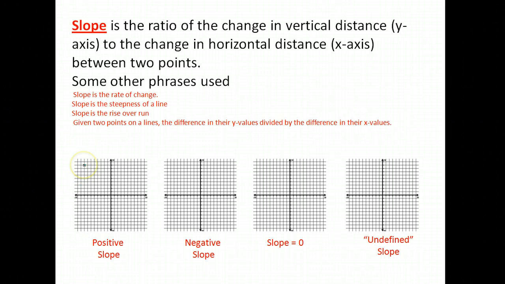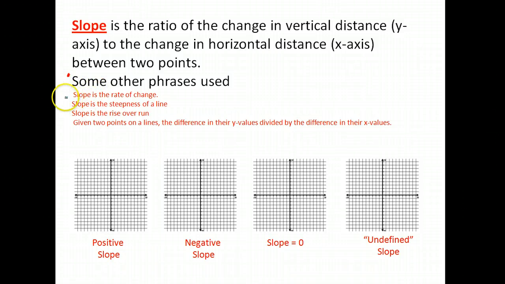All right, let's take a look at slope. What is slope? Well, here's the technical definition: it's the ratio of change in vertical distance, the y-axis on your graph, that's the up and down, to the change in horizontal distance, the x-axis, the right and left, between 2 points.